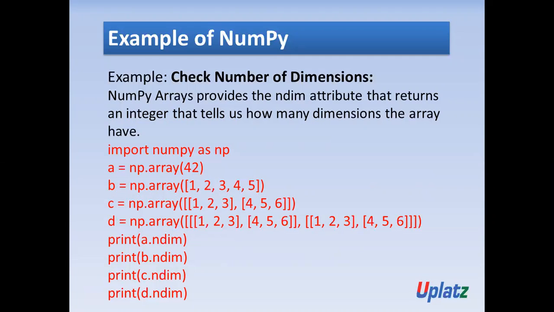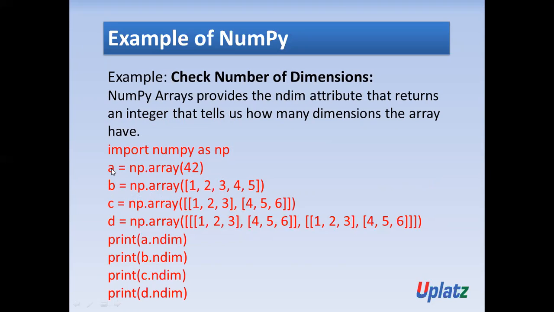So see here, import numpy as np. So we have a, b, c, d. So a is np.array(42), b is np.array with 1, 2, 3, 4, 5. So one list is there, and inside this, ndarray c is np.array with 1, 2, 3, 4, 5, 6. So it looks like a two-dimensional array, and this one that we have seen, 1, 2, 3, 4, 5, 6, 1, 2, 3, 4, 5, 6, looks like a three-dimensional array. So how to use it?